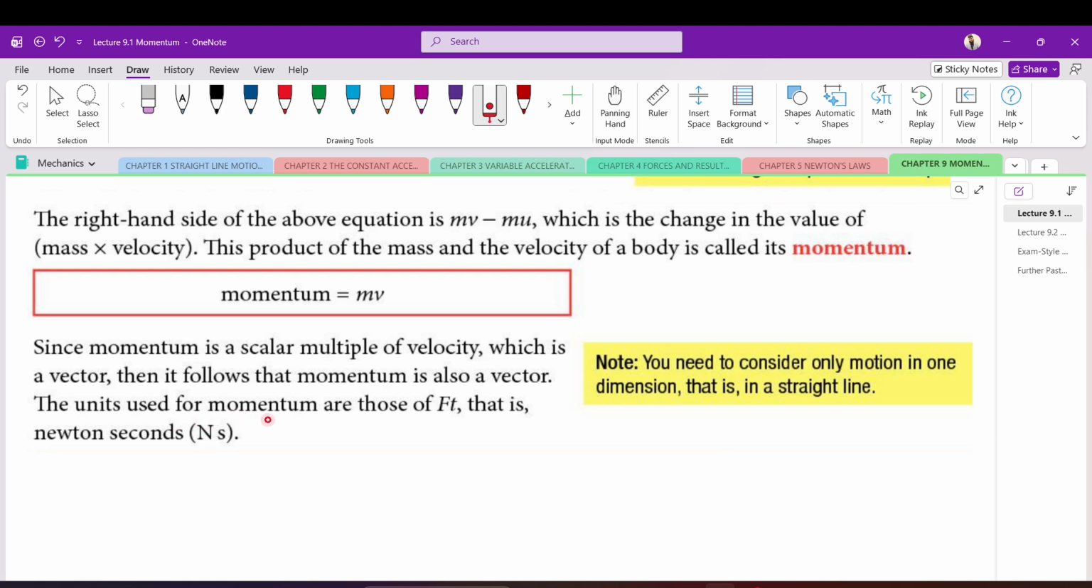All right, the units used for momentum are those of Ft. So that's how we got newton seconds. So the unit for momentum can be newton second, or it could be kilogram meters per second.